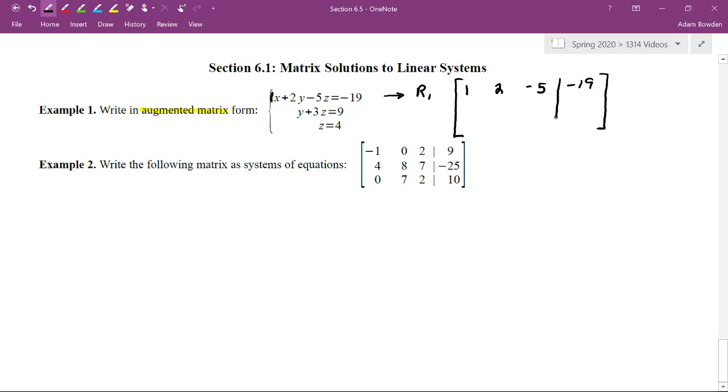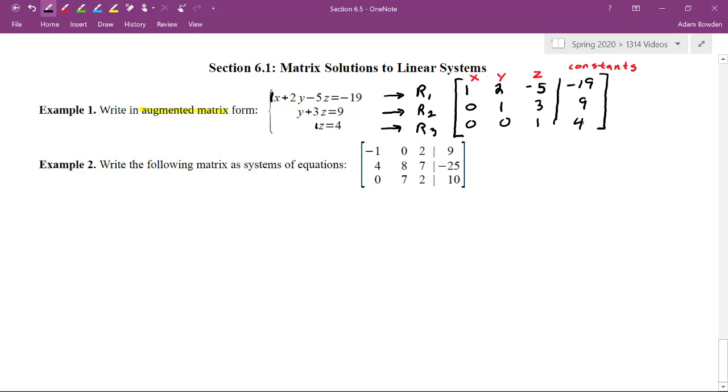And I usually put a separator line here between the coefficients and the constants. And then down in row 2 is where we put the second equation. We don't have an x here, so there's going to be a 0 in that part, followed by a 1, a 3, and a 9. And then equation 3 becomes row 3. There's no x or y, so we put 0, 0, 1 for 1z, and then 4. So we see I have a column for x, a column for y, a column for z, and then a column for the constants in the so-called augmented matrix.